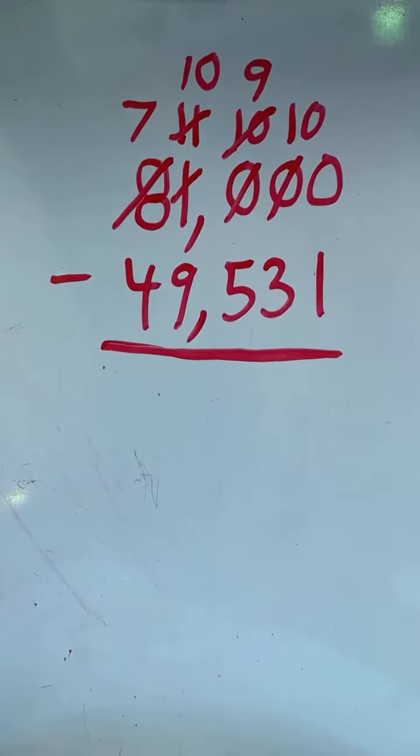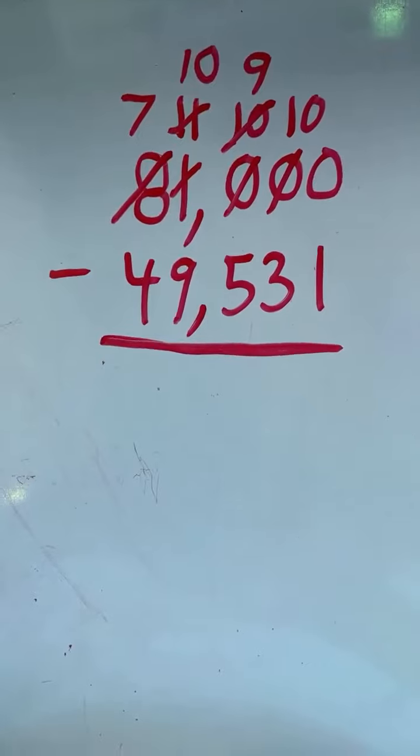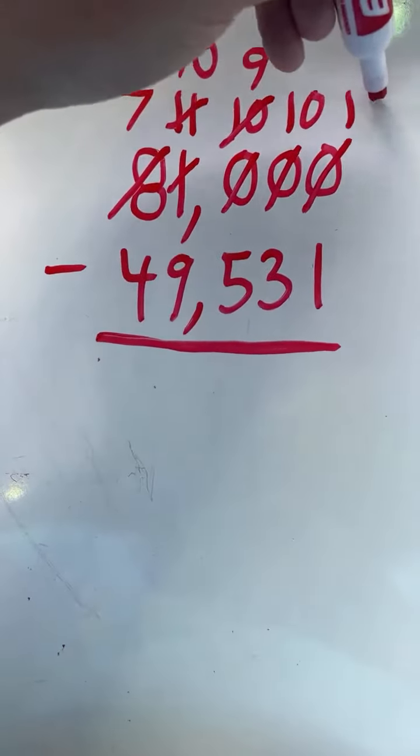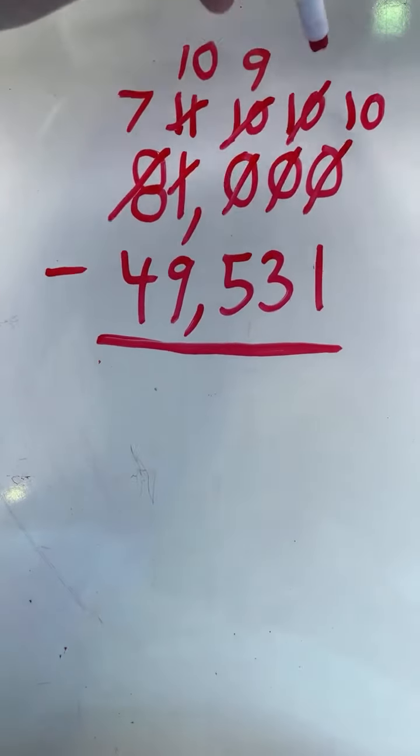And you can't start with 0 and take away 1. So again, we have to take a 10 now from the tens place. So the 0 becomes a 10, and this 10 becomes a 9.